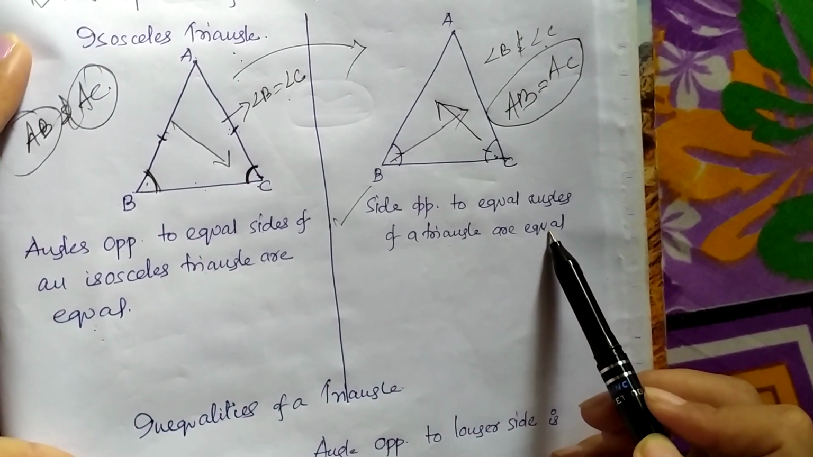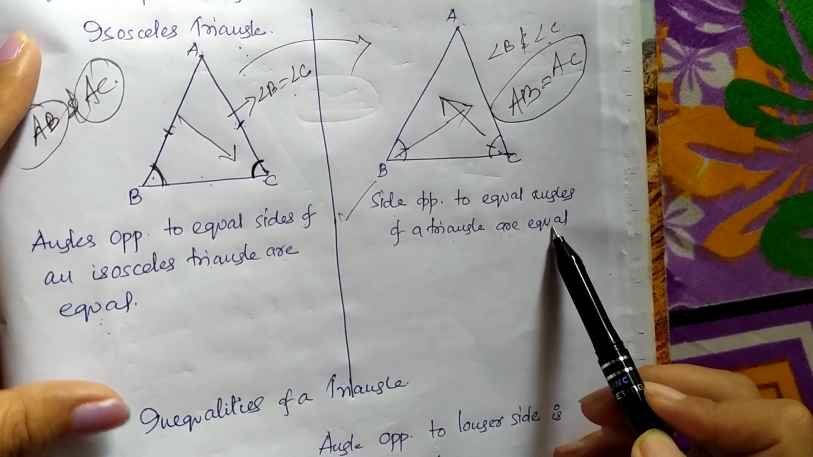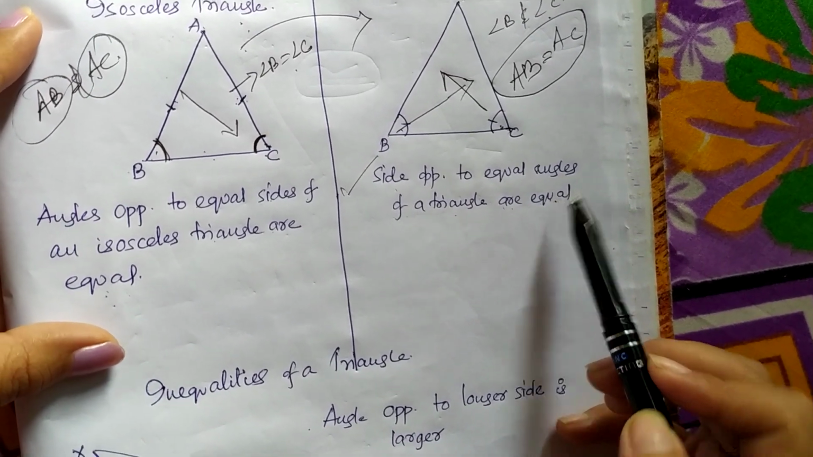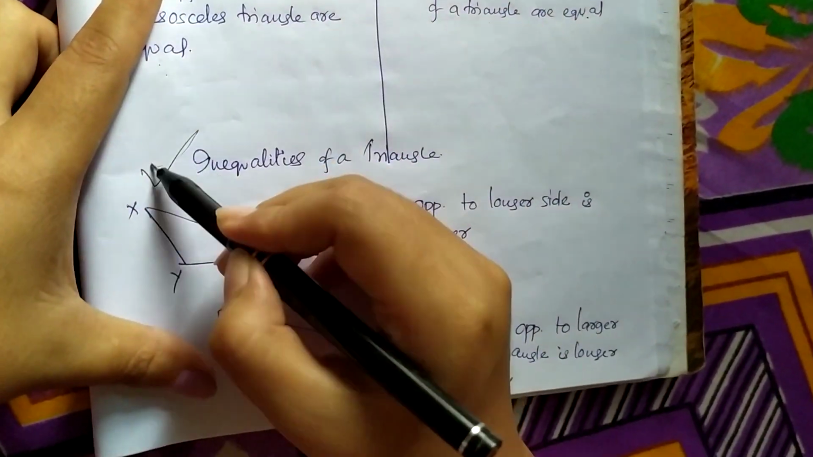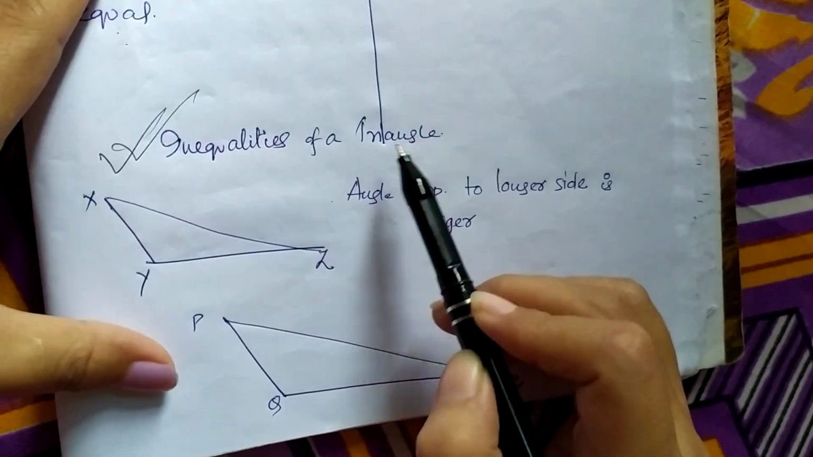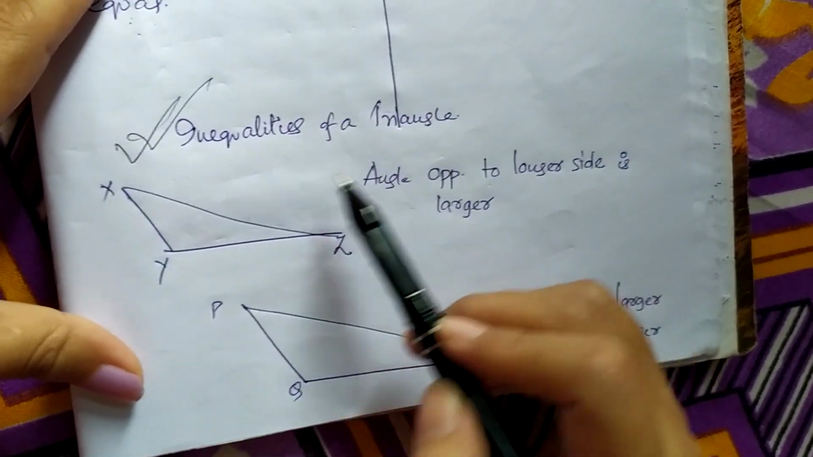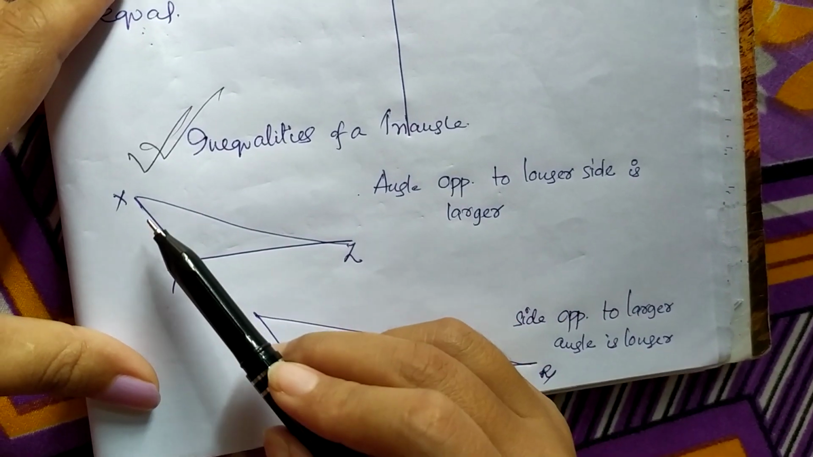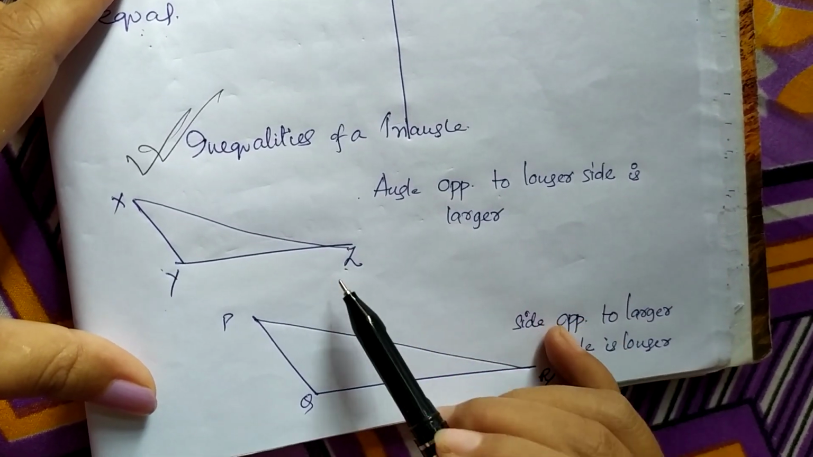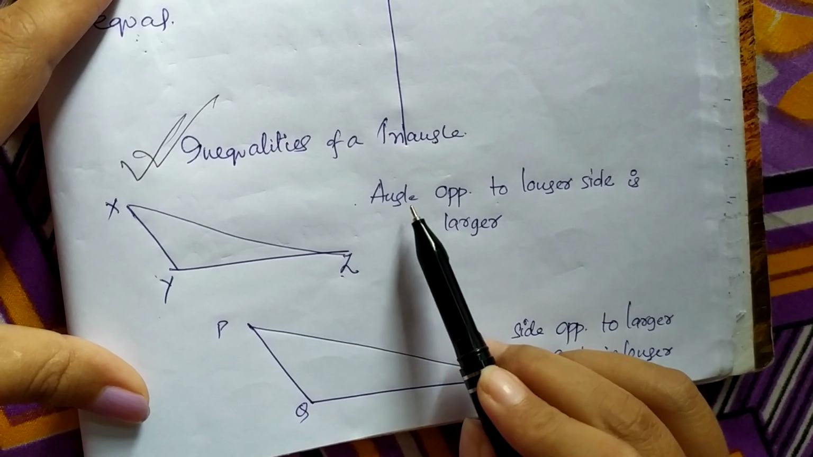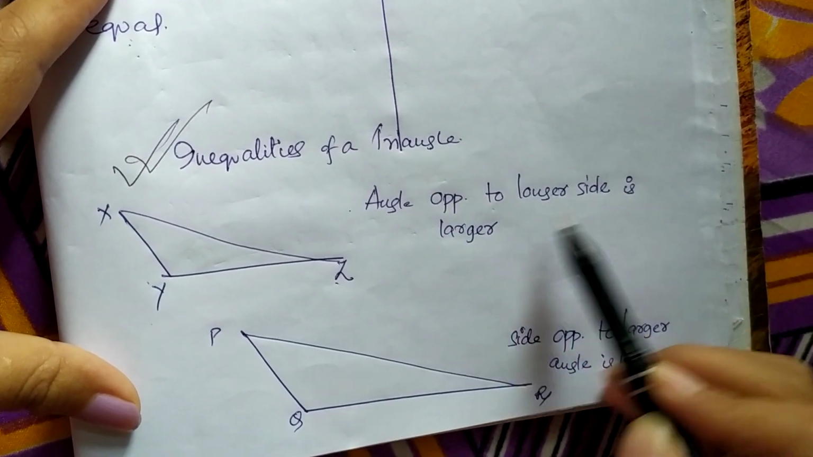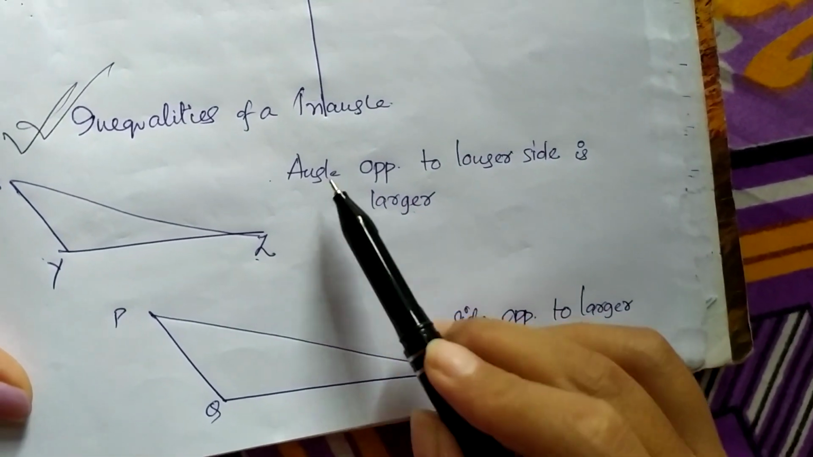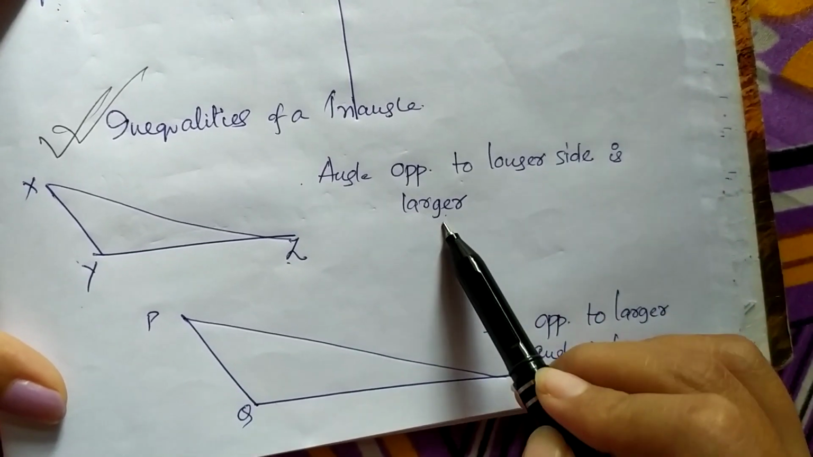Okay, so let us go to the last concept or property in the chapter, that is the inequality in a triangle. So what does this property say? Suppose we have one triangle, I am naming it XYZ. What does this property say? That the angle opposite to the longer side is larger. That is, the angle opposite to the longer side is larger.